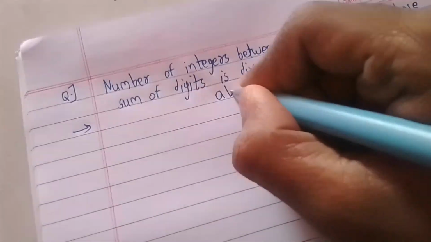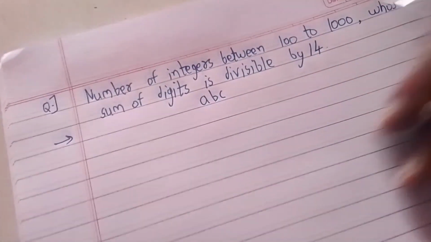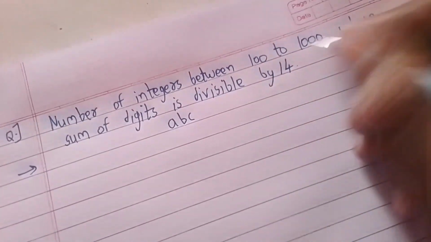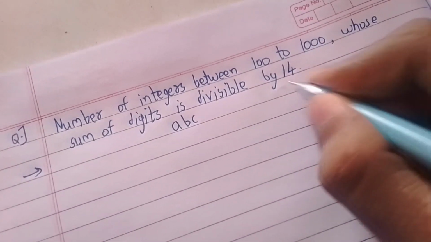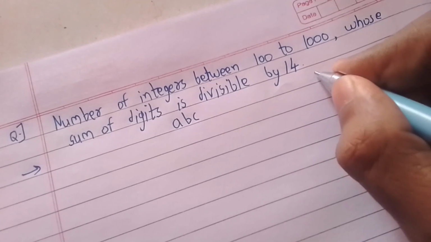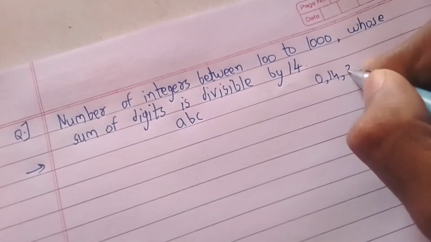We have ABC as a 3-digit number. Then I need that it is divisible by 14. So of course its sum can be 0, 14, 28 and so on.